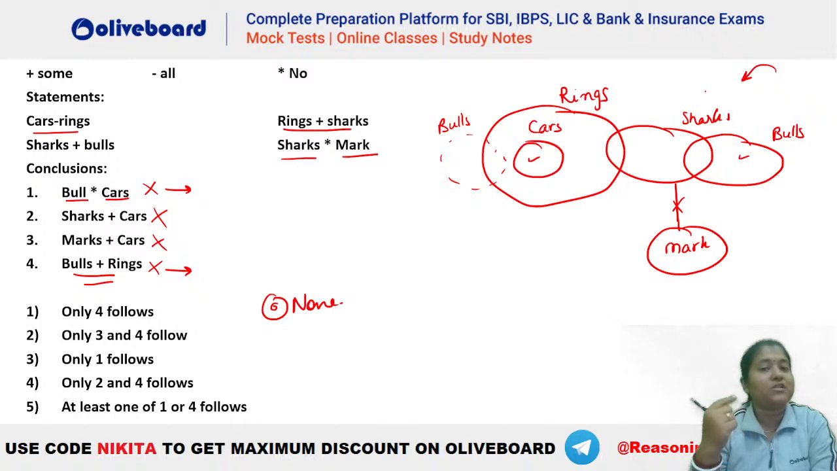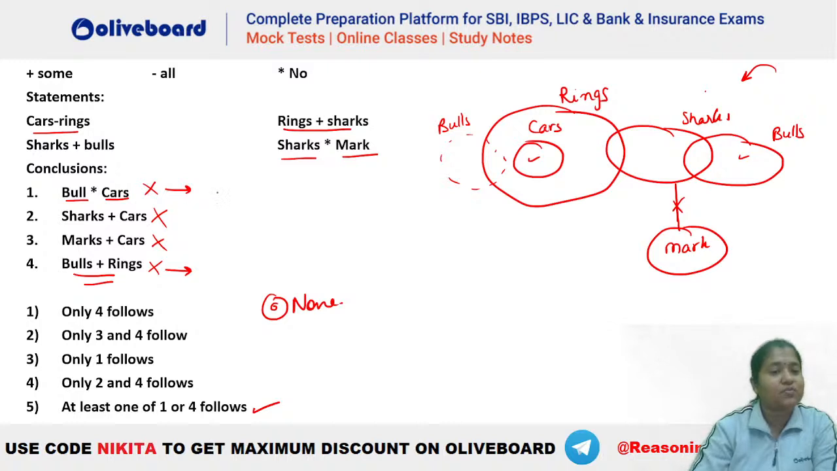Similarly, when we have bulls plus ring, that is bulls and rings are interacting with each other, there also it is a possibility that when bull is interacting with ring, it can interact with car also. It may not interact with car. So if you see this one, either the first has to be true. When the first is true, the second can be true or not. Similarly, when the fourth is true, the first also can be true, but it is not necessary that it has to be definitely false.